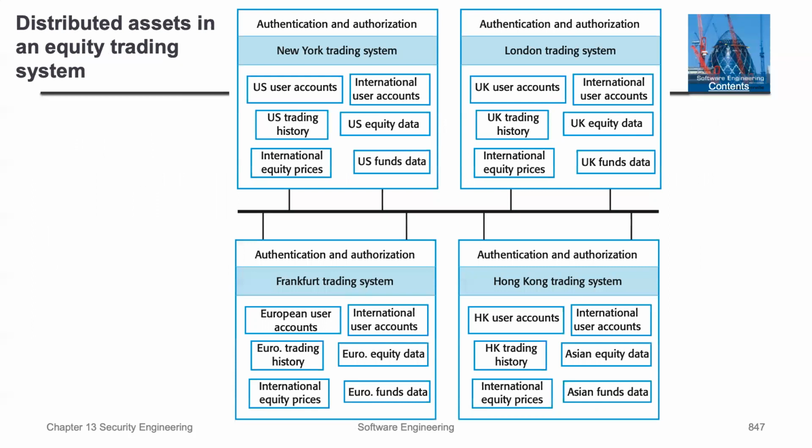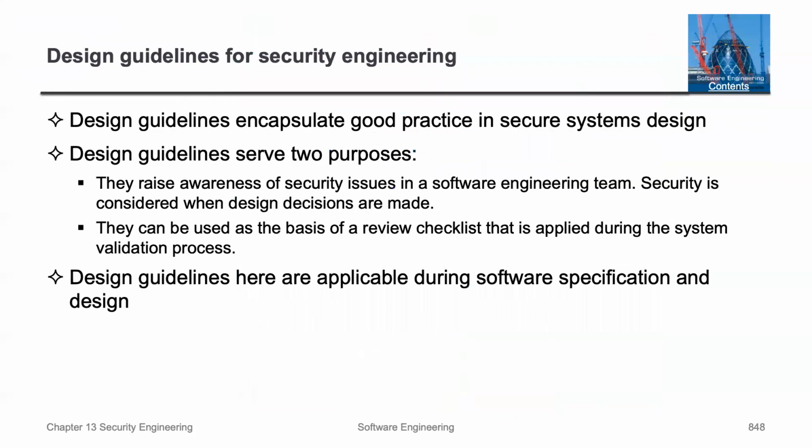So here's a picture of a distribution of assets in the equity trading system. And so you can be seeing how this might work. Say you have these different offices in New York, in London, Frankfurt, and Hong Kong. And so there are some tailored things that are specific, the currency and other things that would be localized, that you would then have more focused for each node.